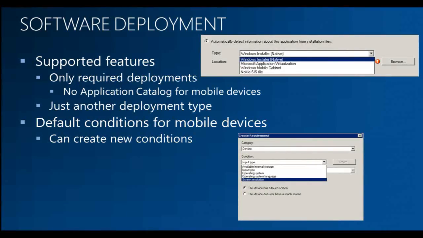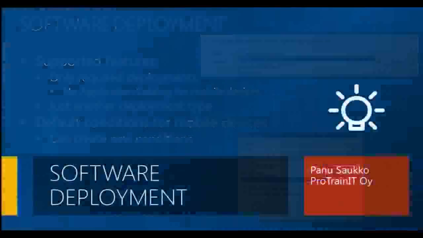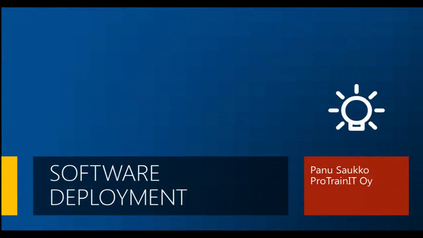There are some default global conditions for mobile devices. For example, if the device has a touchscreen or not. So if you don't have a touchscreen, you don't want to deploy Angry Birds to those devices. And you can create your own conditions for mobile devices if you want.